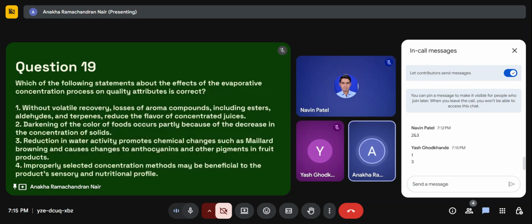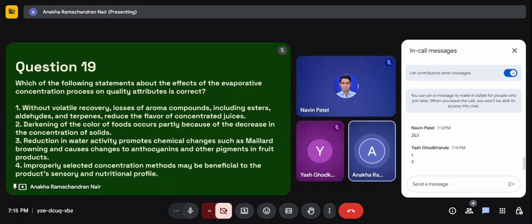So let's move on to question number 19 then. Question number 19 is, which of the following statements about the effect of evaporative concentration process on quality attributes is correct? Evaporative concentration was the process that we've seen, right? In which you have a slurry and you evaporate it so that it becomes more concentrated, right?